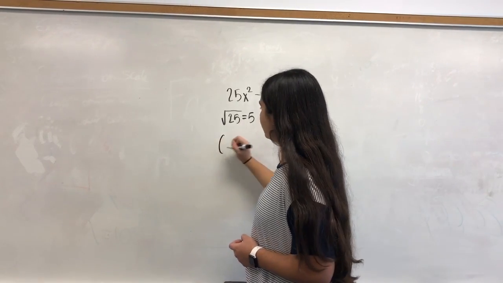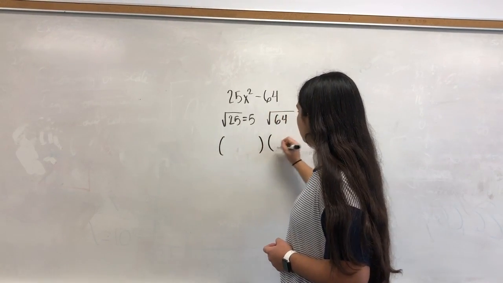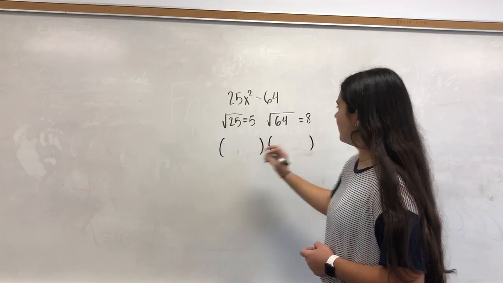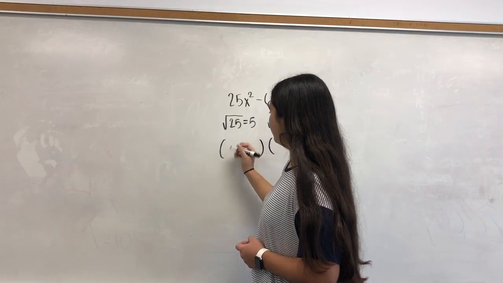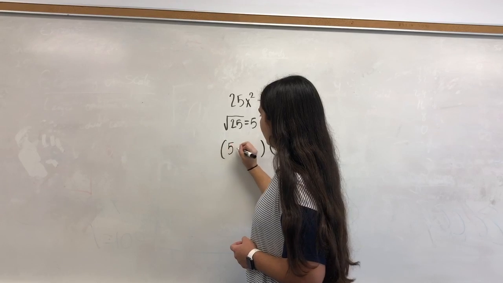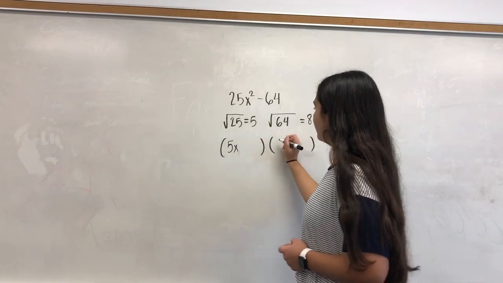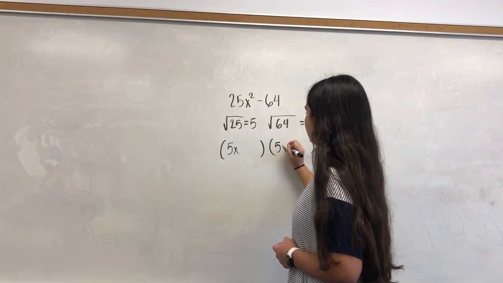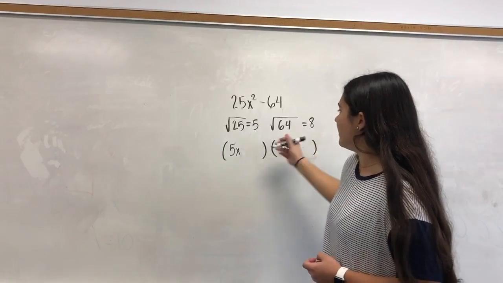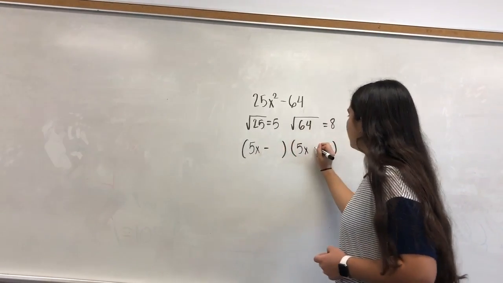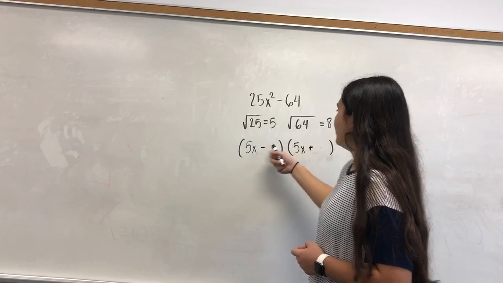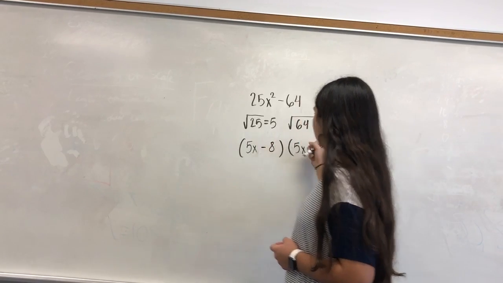So you're going to open your parentheses. And you're going to put this 5 over here in front of the x, and then you're going to put 5x over here too, and then you're going to have your negative and a positive, and then you're going to bring the 8 down here and the 8 down here.